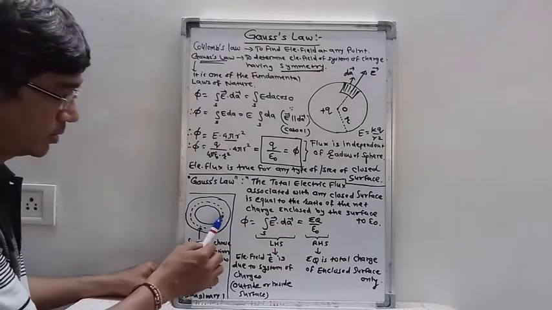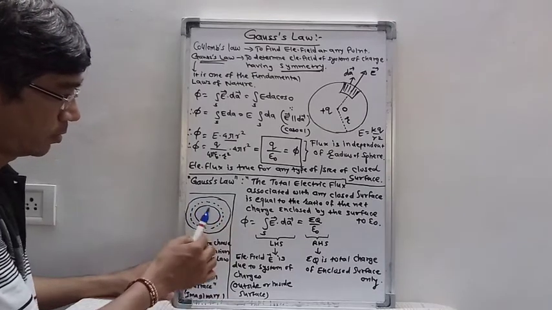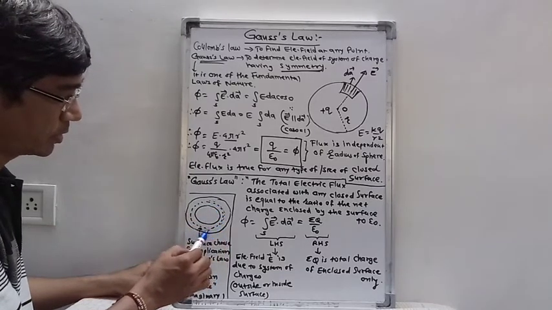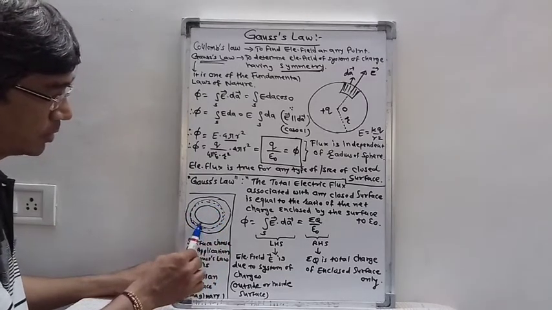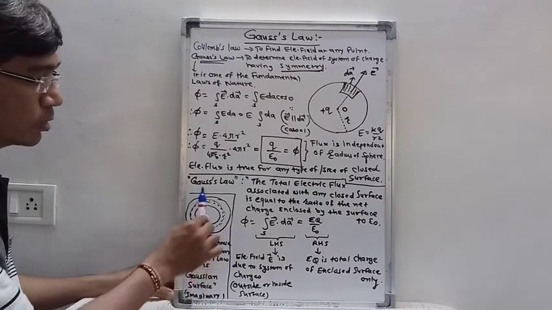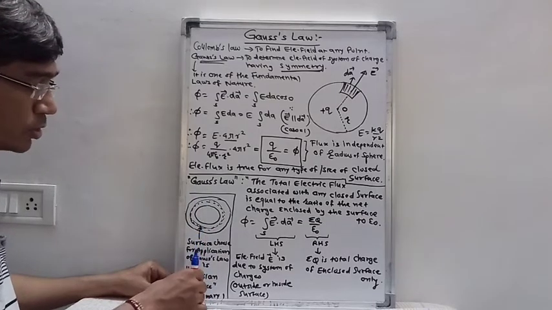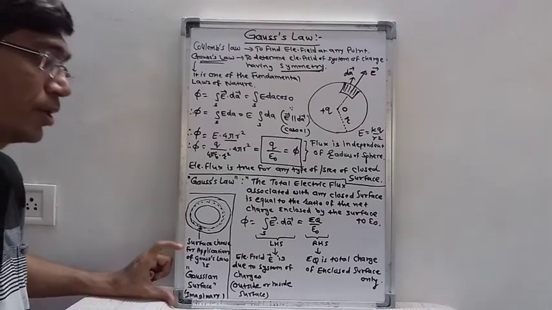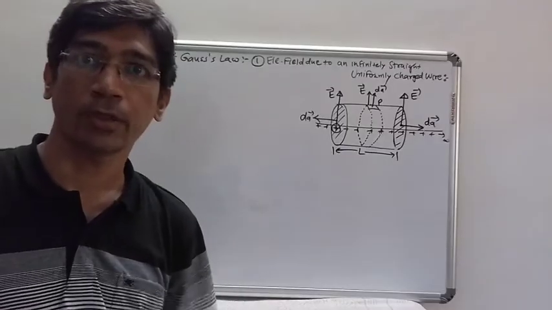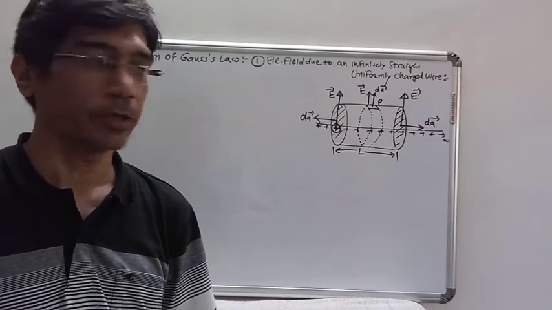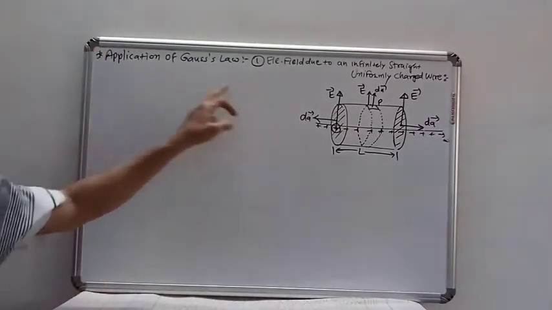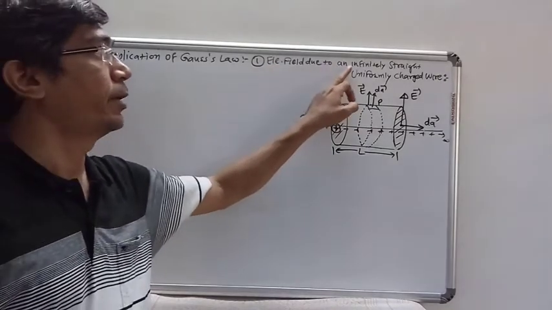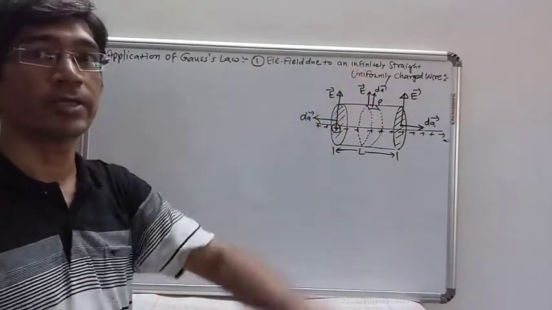Suppose this is the closed surface, and here we draw an imaginary surface. This imaginary surface is known as the Gauss surface or the Gaussian surface. So the Gaussian surface is an imaginary concept. Now the application of the Gauss theorem. The first application is that we can find the electric field due to an infinite straight uniformly charged wire.